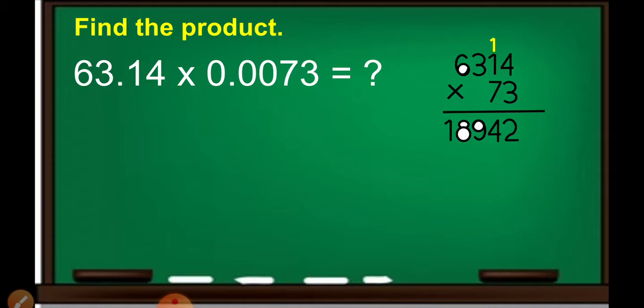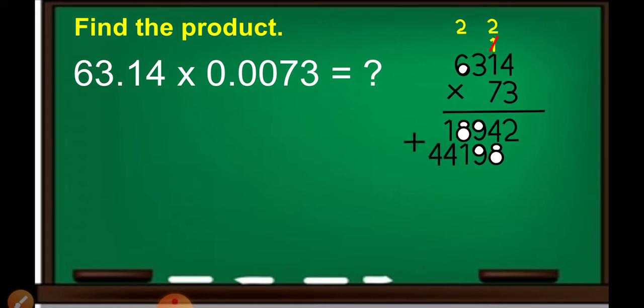How about 7? Let us multiply. 7 times 4 equals 28. Carry 2. 7 times 1 equals 7 plus 2 equals 9. 7 times 3 equals 21. Carry 2. And 7 times 6 equals 42 plus 2 equals 44.